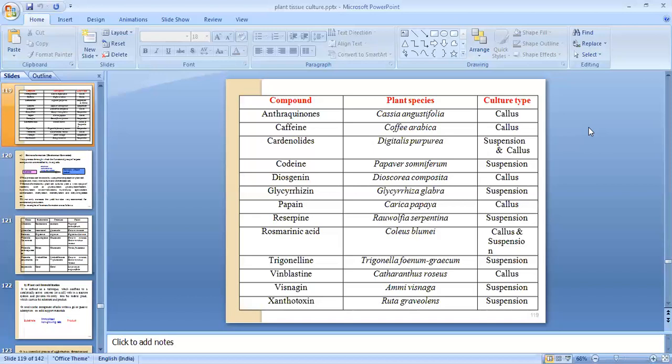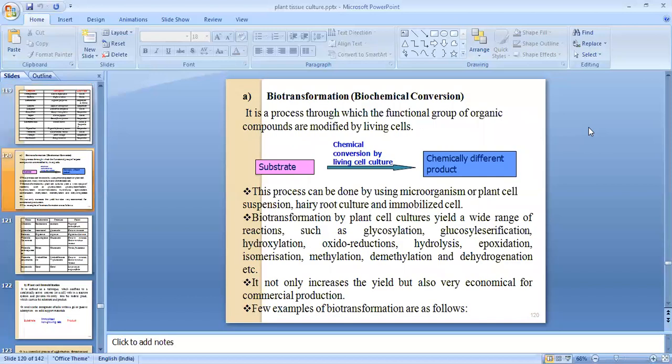And also there are other examples I have given, what are the component and the plant species used and the type of cell culture used. And the next one is biotransformation. Plant tissue culture also has its importance in the production of secondary metabolites through biotransformation.